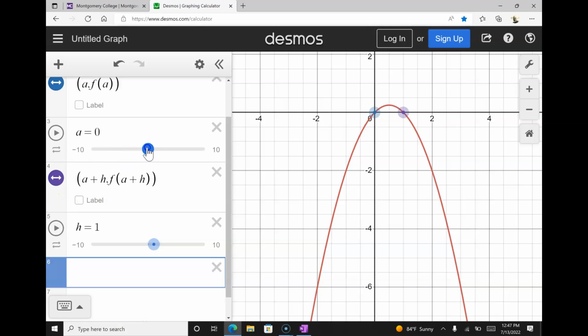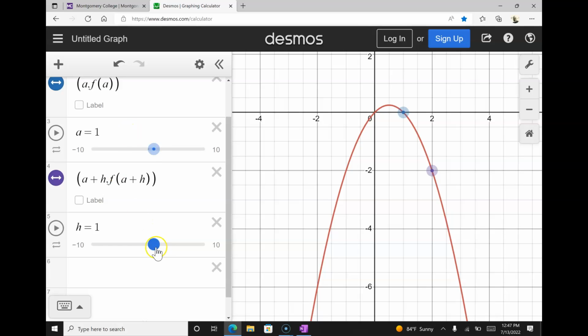as well. If I move a, you see the distance between my two points, and I'm talking about x distance, doesn't change. These two points are always one away from each other. So for example, when the first point is at one, look where the x value of the second point is, at two. Do you see that on my screen?